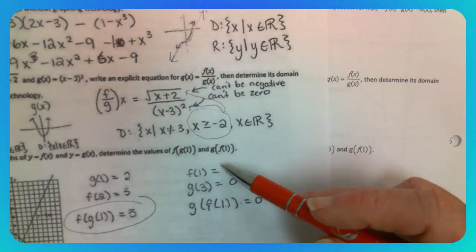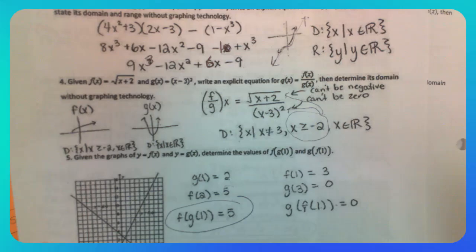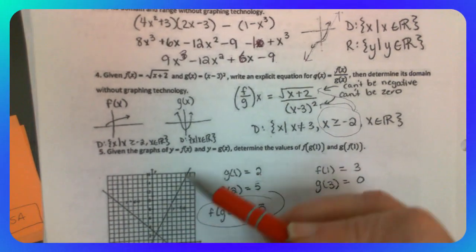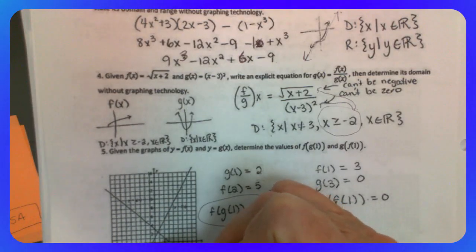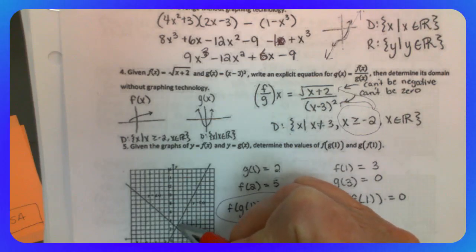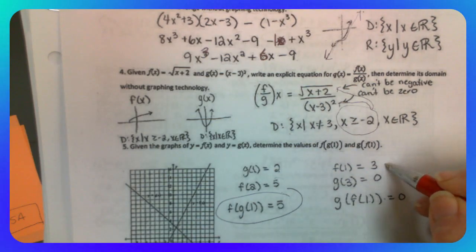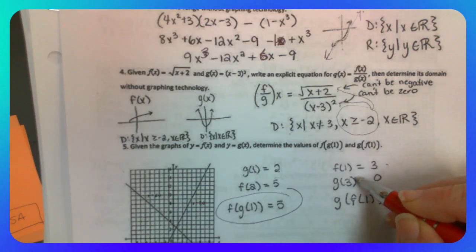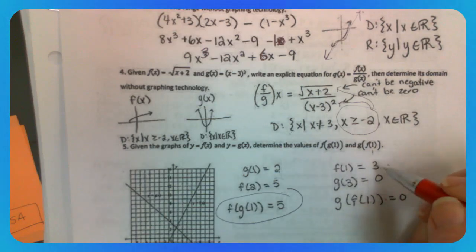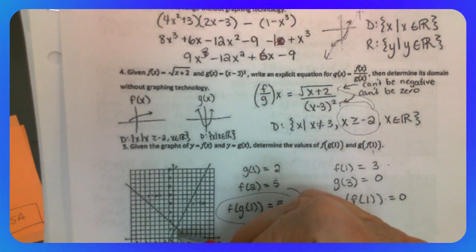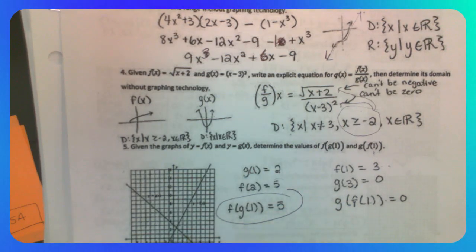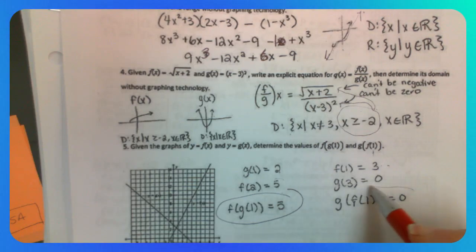All right, f of 1. Okay, let's see which one's f. F is the one that has a positive slope. So f of 1, I hope you can see this, is 1, 2, 3. Okay, we're going to put that into G because we're starting on the inside and going out. So once we have 3, we're going to go over to 3, 1, 2, 3. And then we're already on the line and we get 0.